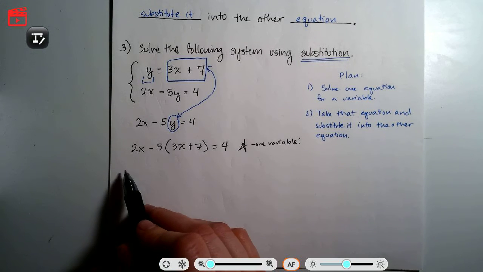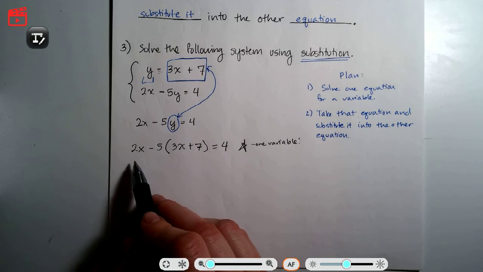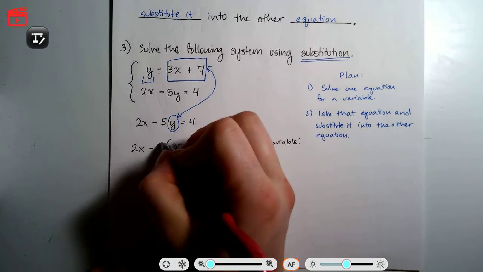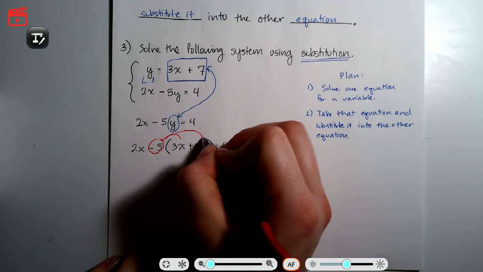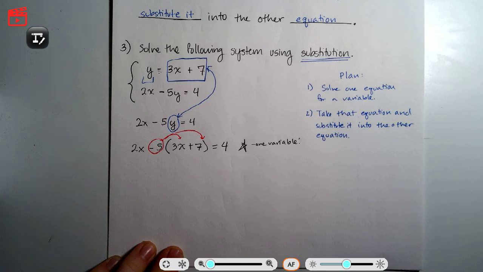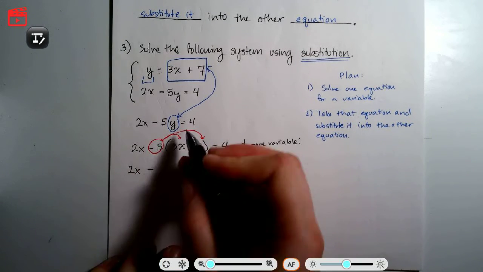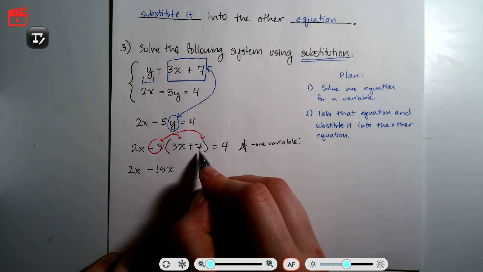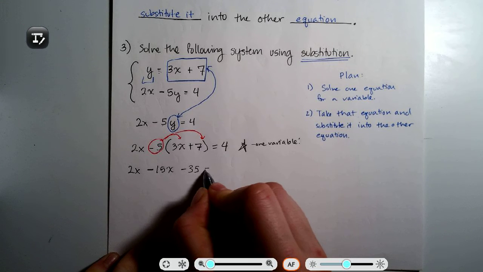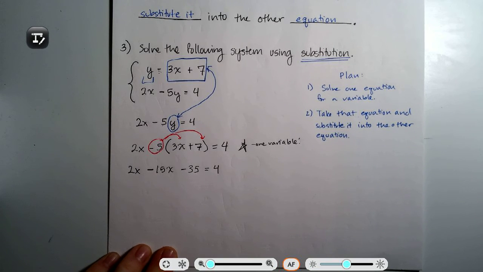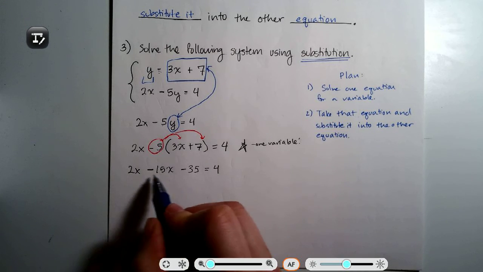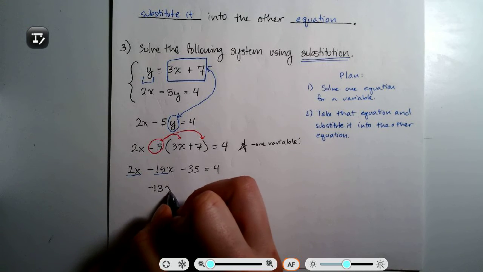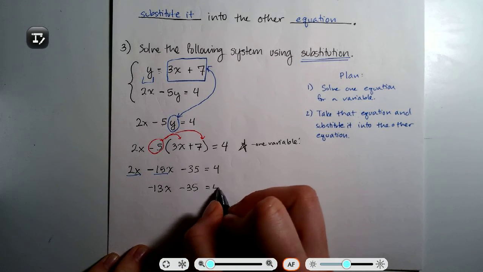All right, so going ahead and solving this, the plan is always to get x by itself, and right now I see x in two places. So I'm going to use the distributive property and multiply out that -5. So then I have 2x minus, so -5 times 3x is -15x, -5 times 7 is -35. All right, let's see. How do we get x by itself? We're going to combine the like terms here. So 2x minus 15x is going to be -13x minus 35 equals 4.